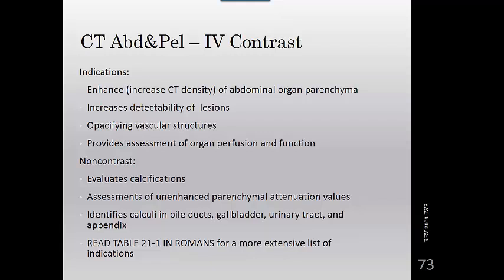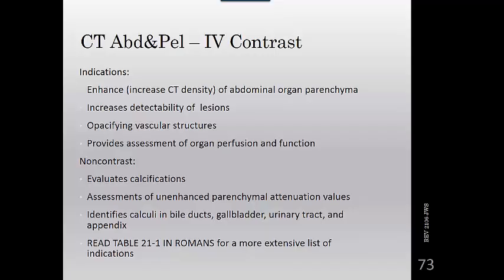So, just to reiterate, indications for CT abdomen pelvis: to enhance or increase the CT density of the abdominal organ parenchyma. IV contrast increases the detectability of lesions, opacifies vascular structures, and provides the assessment of organ perfusion and function. That's how the IV contrast is going, how the organ is perfusing or emptying the blood, how the blood is moving through the organ.